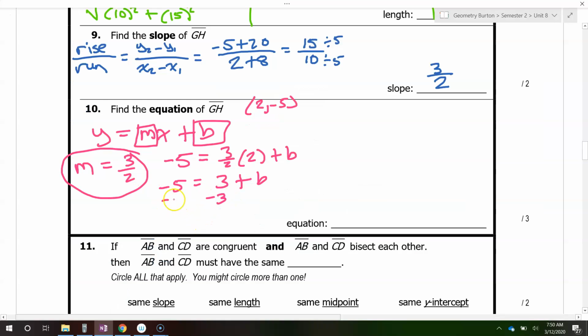Try hard. So subtracting these, I'm going to get negative 8. So b is negative 8. And now that will give me the equation. So now I can write y is equal to 3 over 2x minus 8.